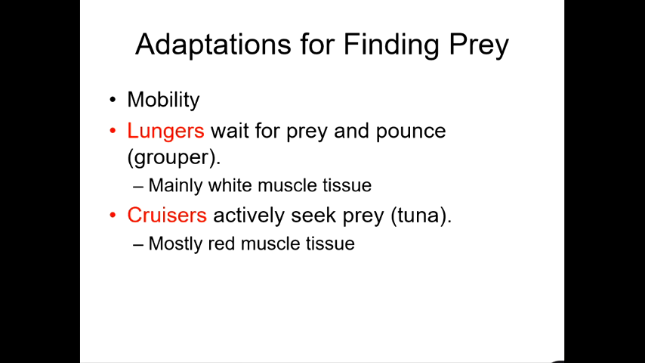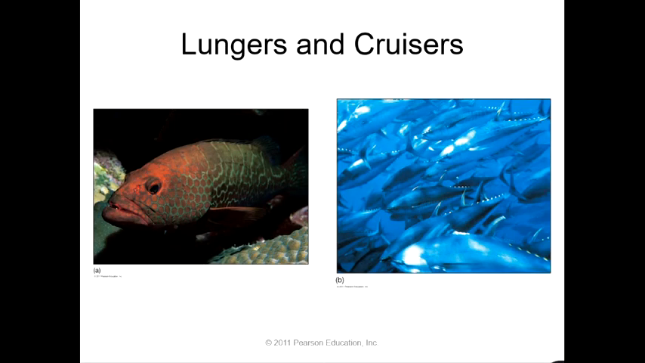We can also talk about finding prey. So for predators in the pelagic realm, they have mobility just by their nature of being up in the water column, and they typically will get their food, their prey, by one of two means. They're either lungers, sit and wait type predators, or they are big cruisers, which actively seek prey. And then there's the two, groupers and tunas, as examples of this.